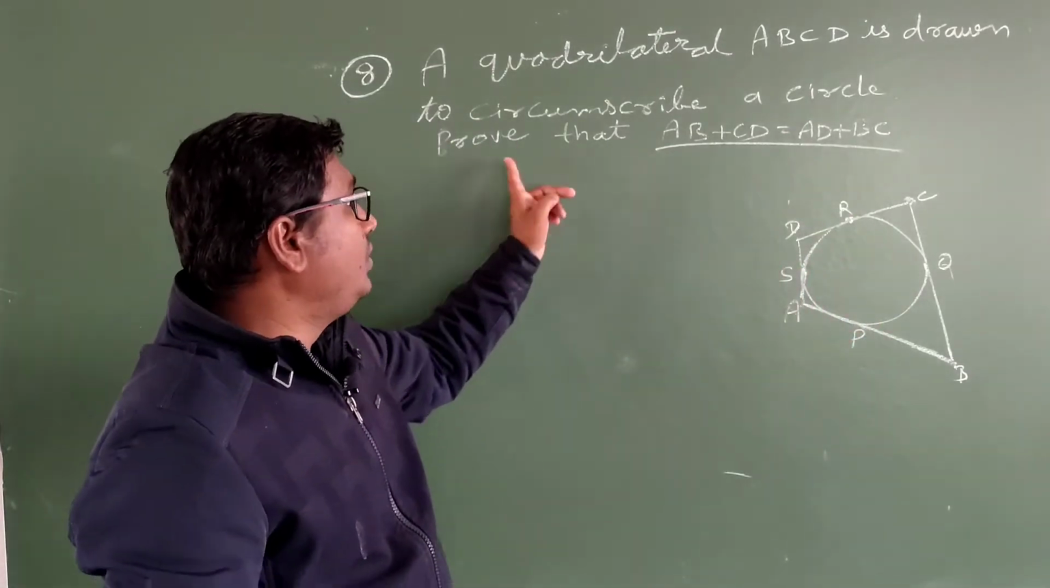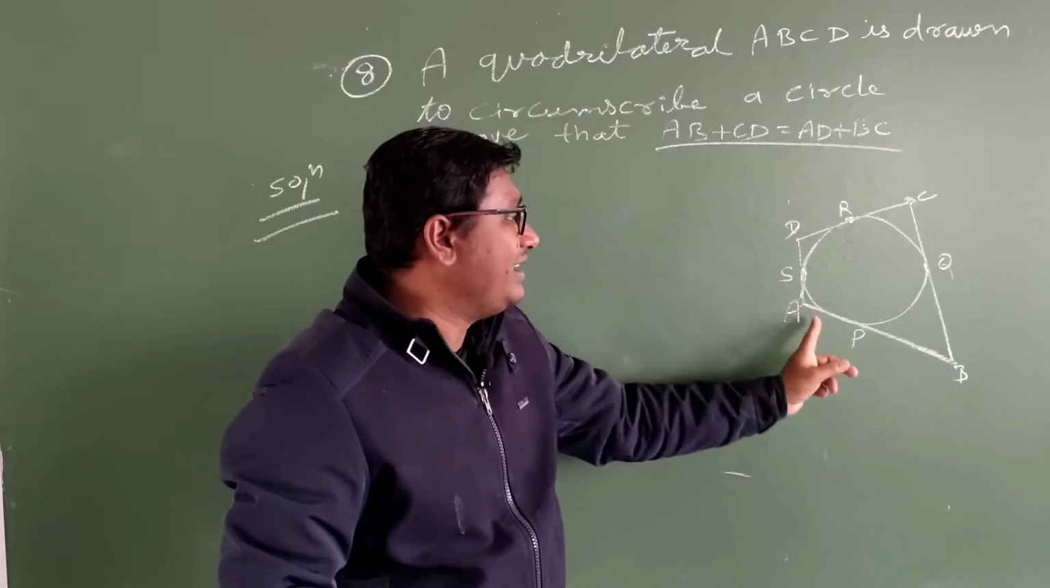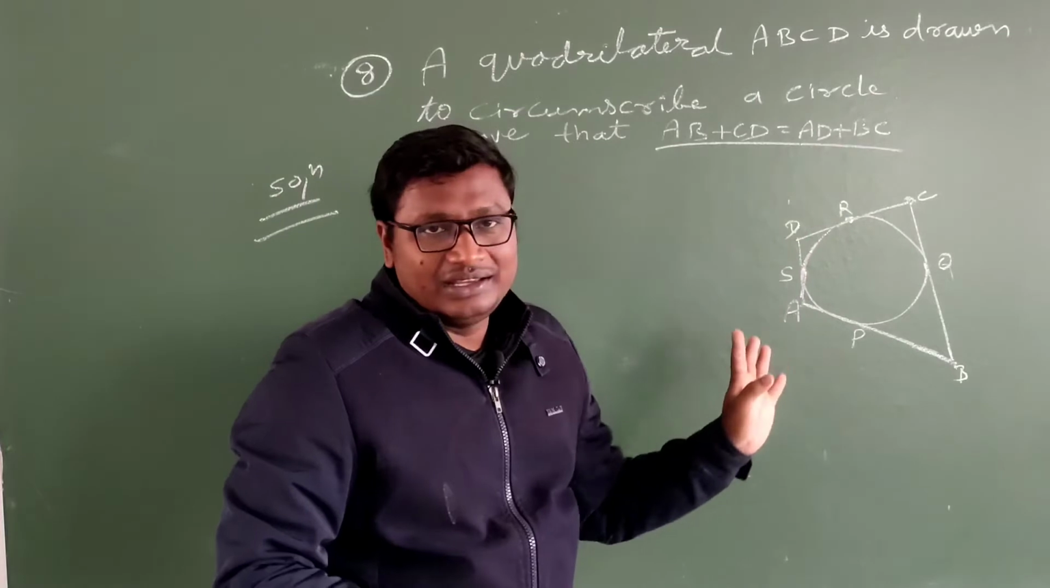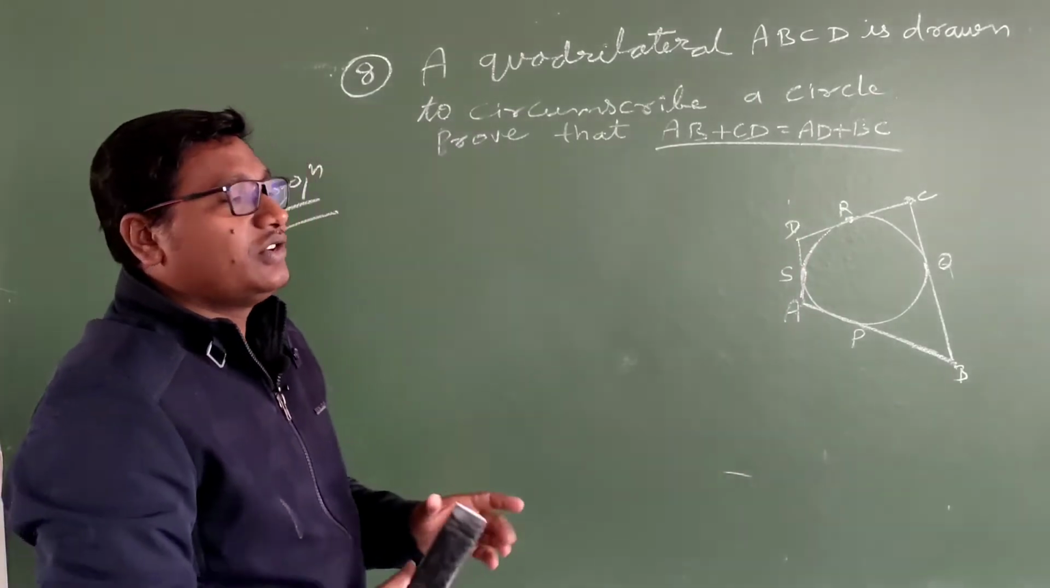Now what we need to prove? We need to prove that AB plus CD is equal to AD plus BC. This we need to prove. Now you see the solution.